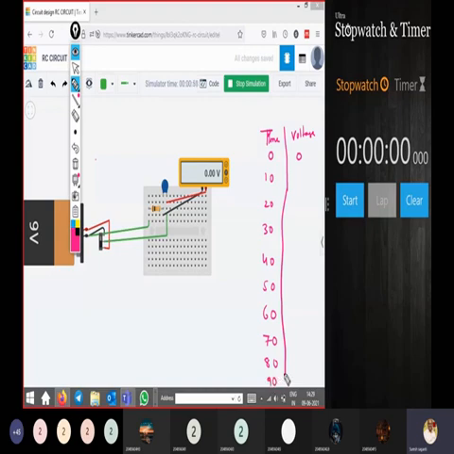Up to 90 seconds we will take, no problem. Are you ready? So get ready with pen and pencil. I will start the time. For every 10 seconds, you have to measure the reading of the voltmeter.